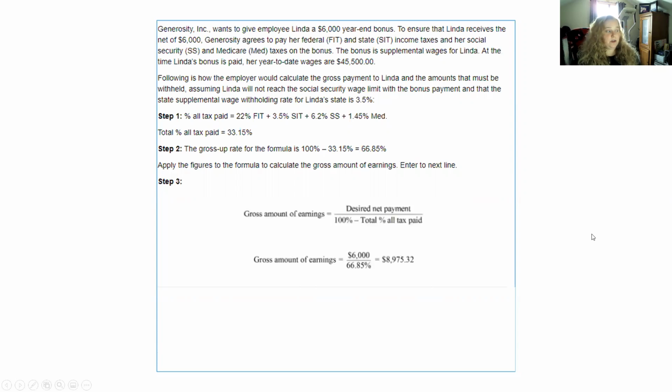And then we're going to enter that into our formula. And remember, our formula is our gross amount of earnings is going to be equal to the desired net payment divided by 100% minus the percent of all the tax paid. So our gross amount of earnings is going to be equal to $6,000 because that's the desired amount that she needs in her pocket. And we're going to divide by the 66.85% because that's 100% minus the total percent of the tax. And we get $8,975.32.